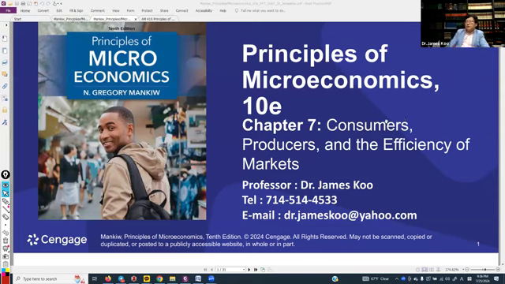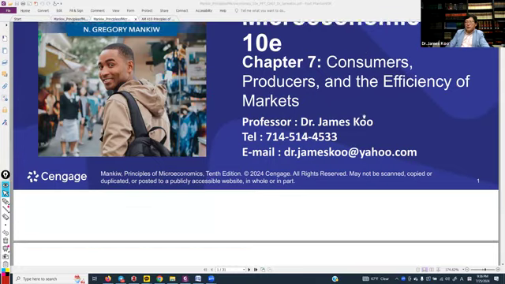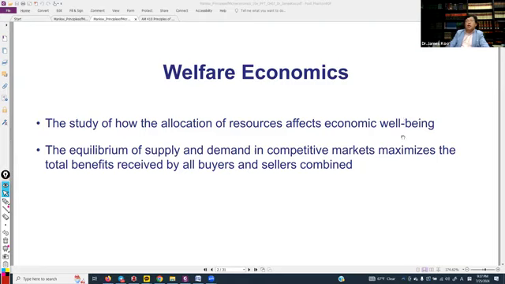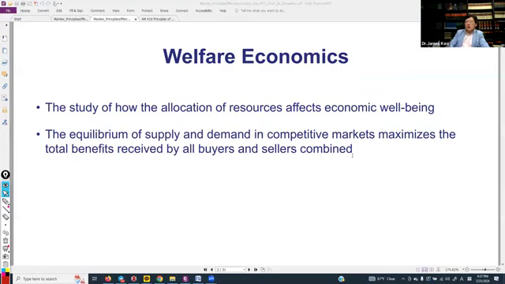Today is chapter 7, consumer, producer, and the efficiency of the market. Welfare economics is the study of how the allocation of resources affects economic well-being. The equilibrium of supply and demand in a competitive market maximizes total benefits received by all buyers and sellers combined.